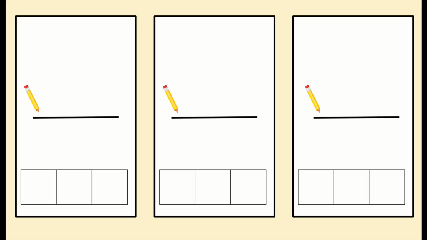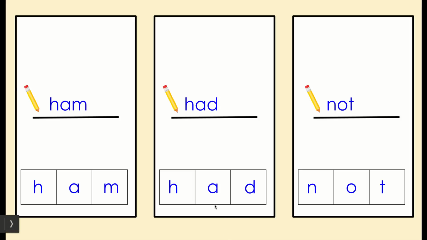Let's check our work. The first word was ham. You should have written the letters H-A-M for ham. The next word sounds very similar to ham except for the ending sound. Had. For this word, you should have written the letters H-A-D. Remember, the D has the stick on the right side. And the last word was not. You should have written the letters N-O-T.